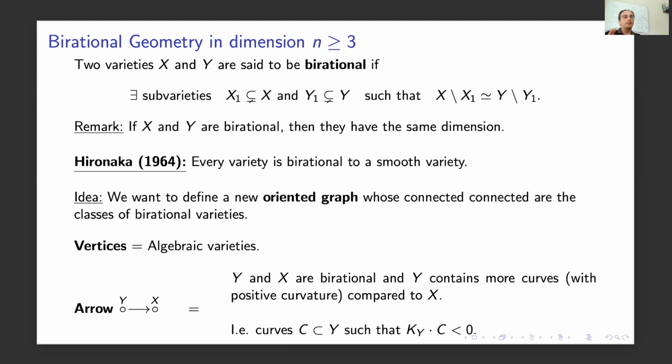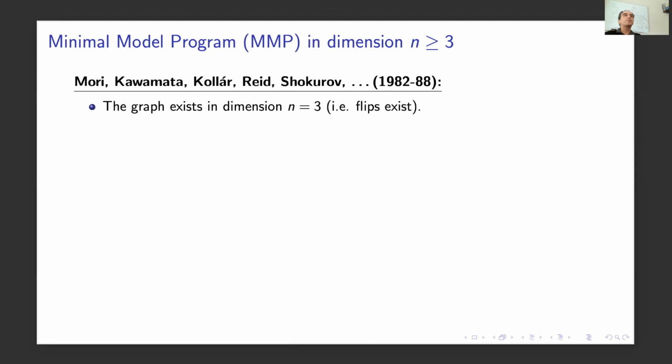So the question is, since this is very vague, does this graph even exist? This is one of the questions that we can ask. And if the graph exists, does it have the same properties that the graph of surfaces had? So the answer is yes in many cases, actually in all the cases by now, at least what I'm going to say. So first of all, let's focus in dimension 3.